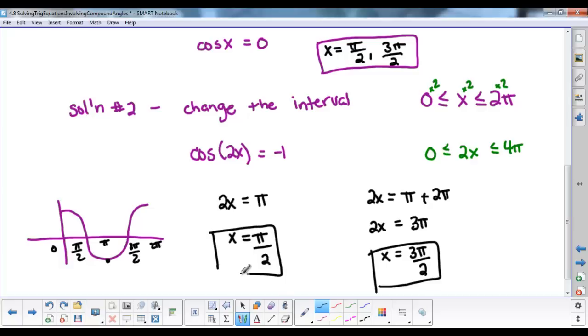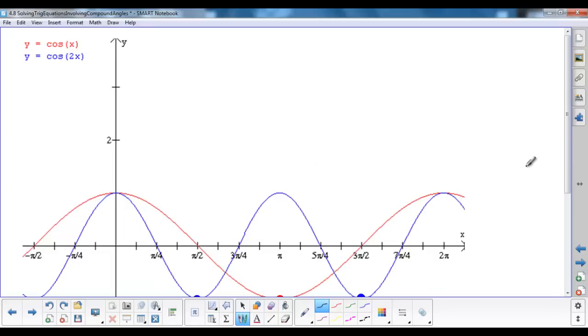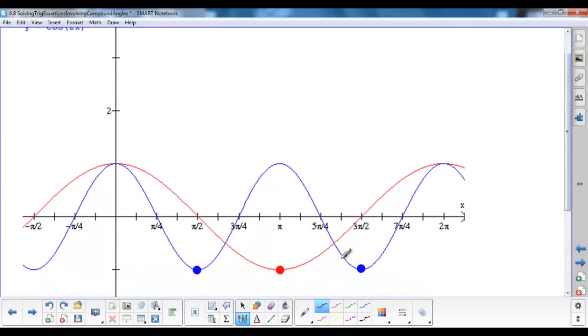So using this method does end up giving us the same result as above, but this method is actually going to become more useful, as you'll see in the next example. But before we go ahead and move on to that, let's just take a look as to why this works out. Cos of some angle equaling -1. Now if you take a look at the graphs here, the red graph represents cos of x. So between 0 and 2 pi, cos of x only hits -1 at one point.